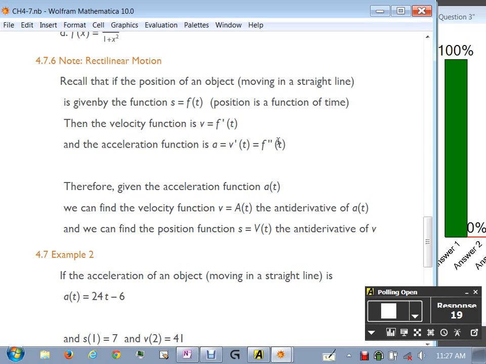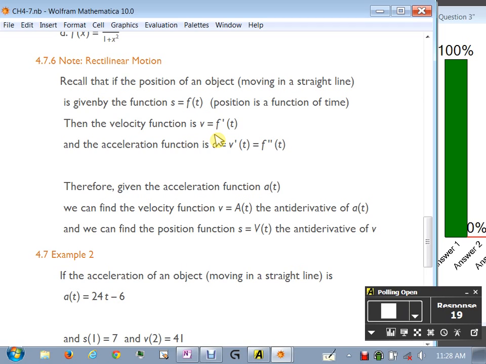The next note here has to do with linear motion, all right? Things moving in straight lines. So from Cal 1, hopefully you saw that if an object is moving in a straight line, if you know the position of the object at every point in time, we call that the position function, S of t, or S equals f of t, then the first derivative of the position function gives you the velocity function.